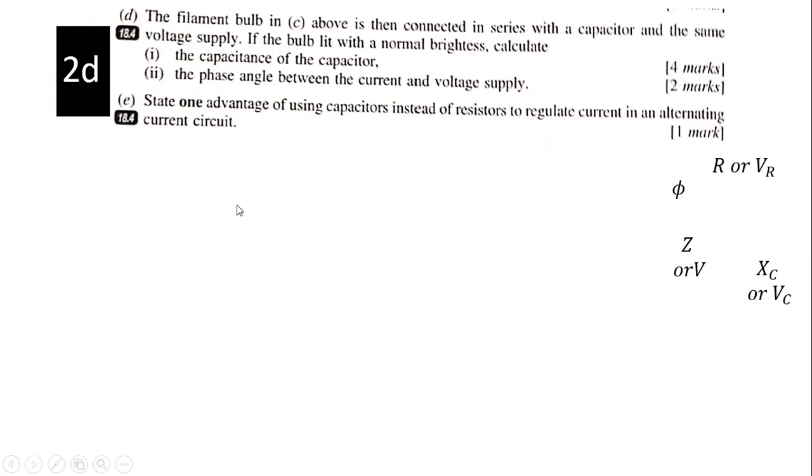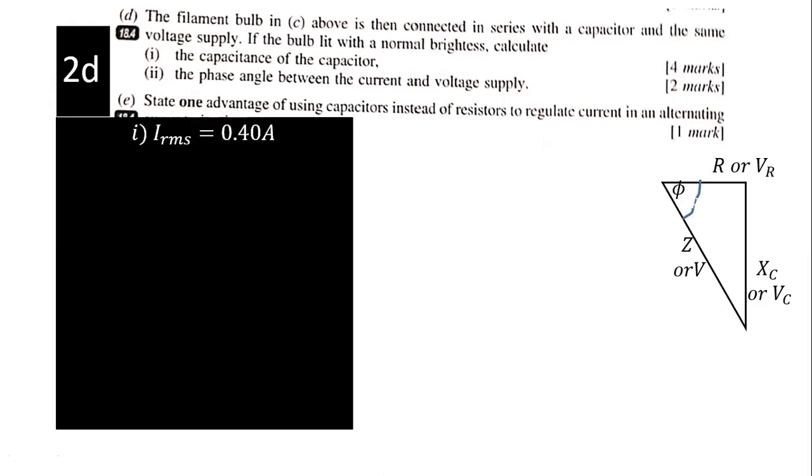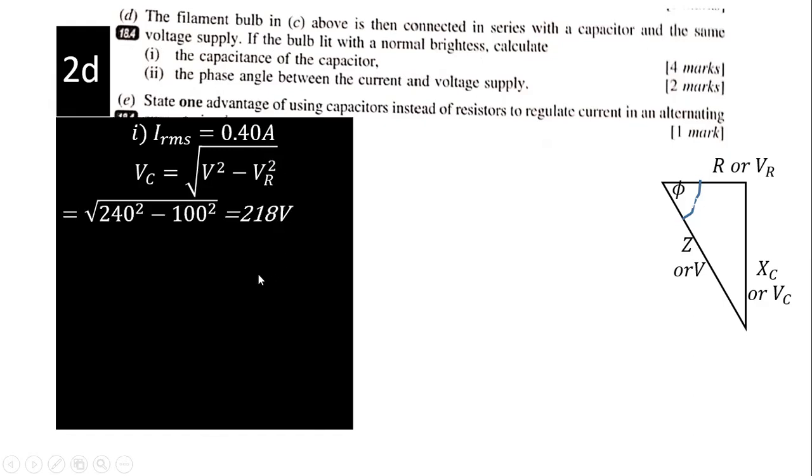A filament bulb in C is connected in series with a capacitor, with the same voltage supply. If the bulb is at normal brightness, calculate the capacitance of the capacitor. You have the root mean square current you calculated earlier, and then you can calculate your VC. V is given. VR for the bulb you have already calculated. Put it in, it is given.